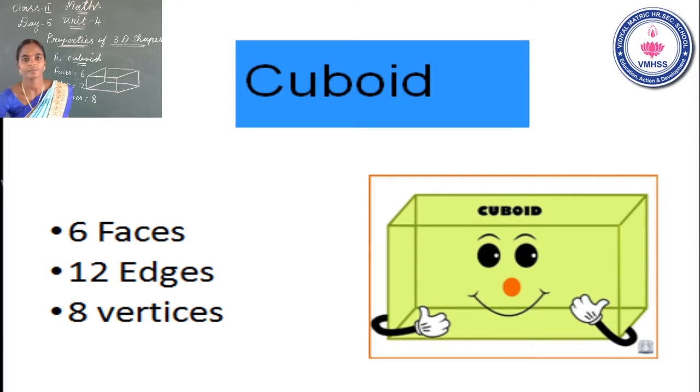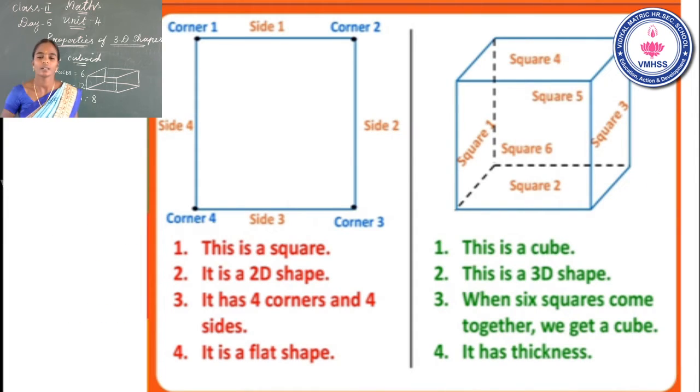Children, look at the slide. So 6 faces, 12 edges and 8 vertices. Children, see the next slide now. Next we will compare the square and cube shape.